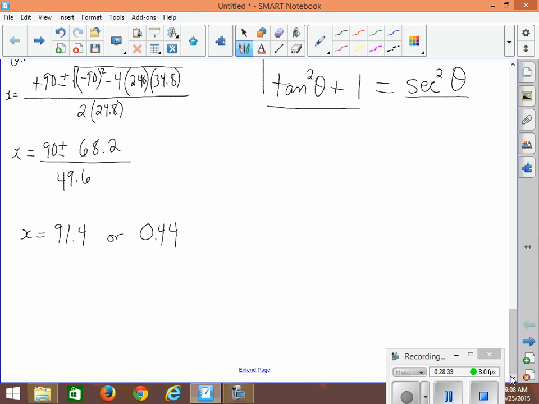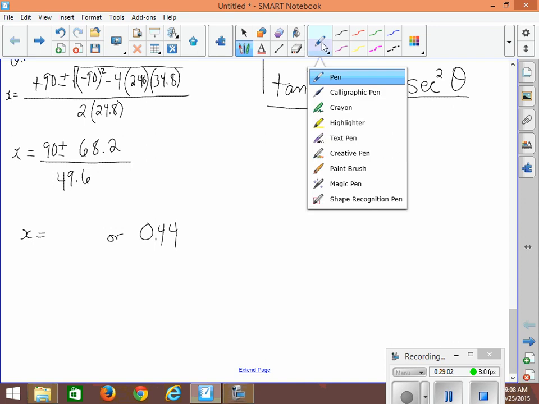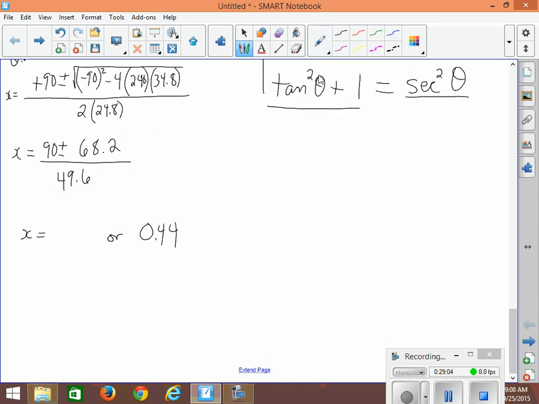No? First one makes 3. Let's check it again. So it's 90 plus 68.2 equals, divided by 49.6 equals, yeah. I think I pressed something funny on the calculator. I'm not used to the cell phone calculator because it's hard to know if you've actually pushed the buttons or not. But hey, we're using a smartboard, so technology is great.